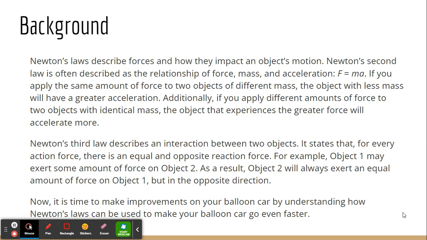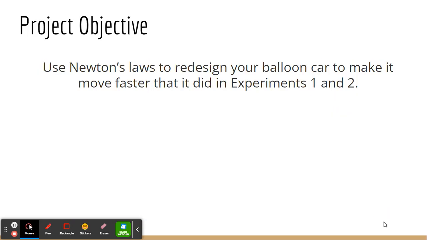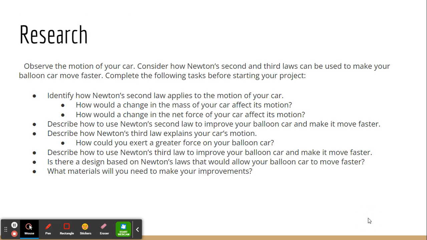So in our last set of videos in Unit 2, we mainly focused on friction and how to reduce that. Now we're going to focus on forces and Newton's laws to make the balloon car go faster. Project objective: use Newton's laws to redesign your balloon car to make it move even faster than it did in Experiment 1 and Experiment 2. Research: observe the motion of your car. Consider how Newton's second and third laws can be used to make your balloon car move faster.